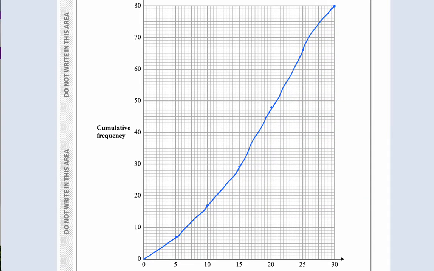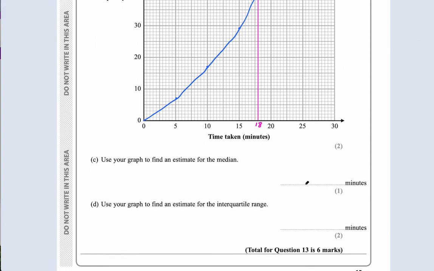Then it says use your graph to find an estimate for the median. Okay, median, we go to half of 80. What's half of 80? 40. And we draw a line straight across, and then we draw a line straight down, and we get 15, 16, 17, 18. So the median is 18, and that's actually right what they wanted. They said they'd accept anything between 17 and 19.